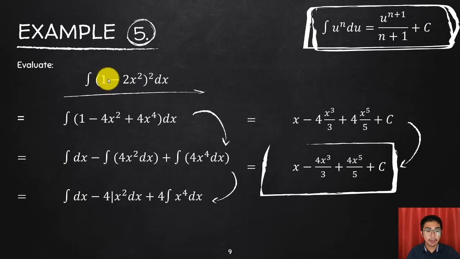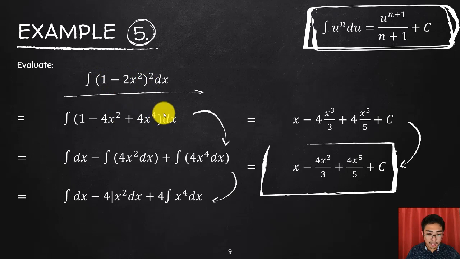In your elementary college algebra, you should have learned how to expand a binomial. This is a binomial because it has two terms. The first term is 1, the second term is negative 2x squared, and this binomial is raised to 2. So if you perform binomial expansion, this becomes 1 minus 4x squared plus 4x raised to 4, quantity dx. This equivalent trinomial is the expanded binomial. Kindly refer back to your binomial expansions topic in your elementary or college algebra.